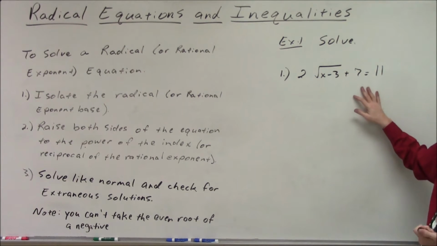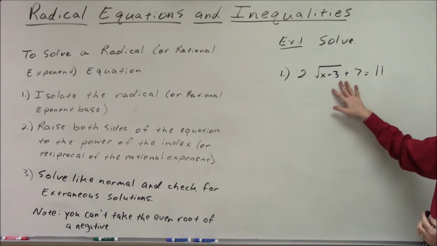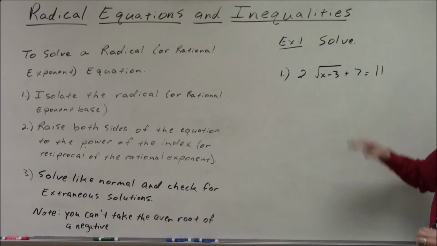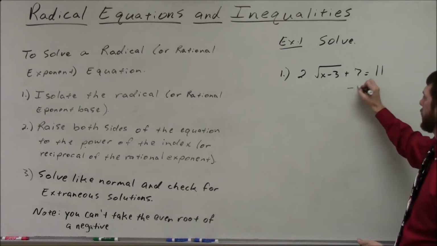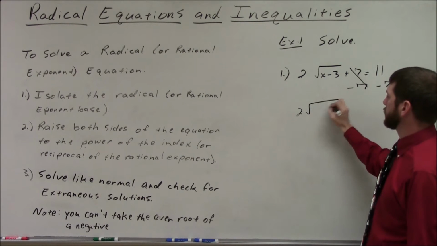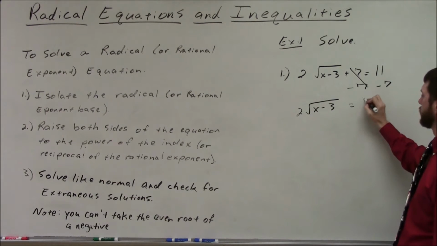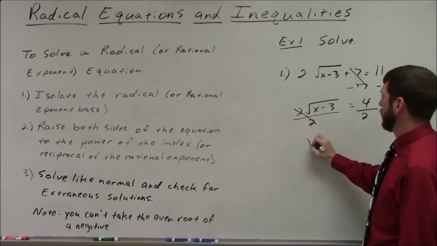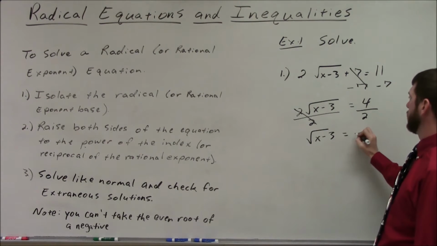So in this case, our radical would be square root of x minus 3. So we want to get it by itself. And just use your normal equation solving rules. Move the terms that don't have your radical in it. That'd be your 7. So subtract that over. So 2 square root of x minus 3 equals 4. Divide by the coefficient. So square root of x minus 3 equals 2.